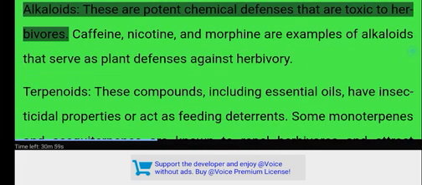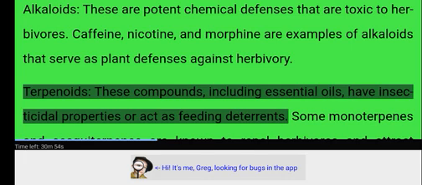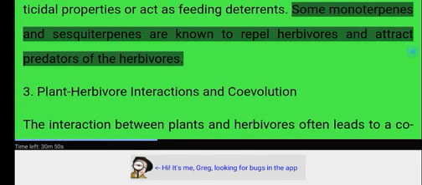Alkaloids. These are potent chemical defenses that are toxic to herbivores. Caffeine, nicotine, and morphine are examples of alkaloids that serve as plant defenses against herbivores. Terpenoids. These compounds, including essential oils, have insecticidal properties or act as feeding deterrents. Some monoterpenes and sesquiterpenes are known to repel herbivores and attract predators of the herbivores.